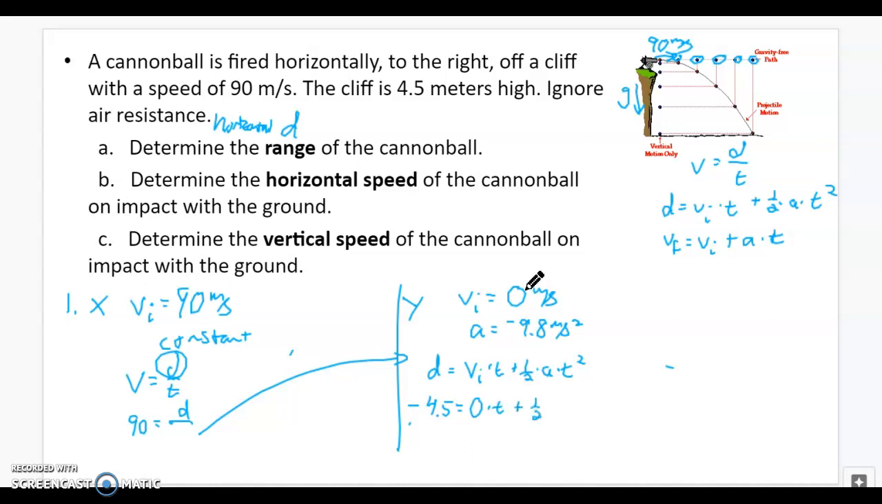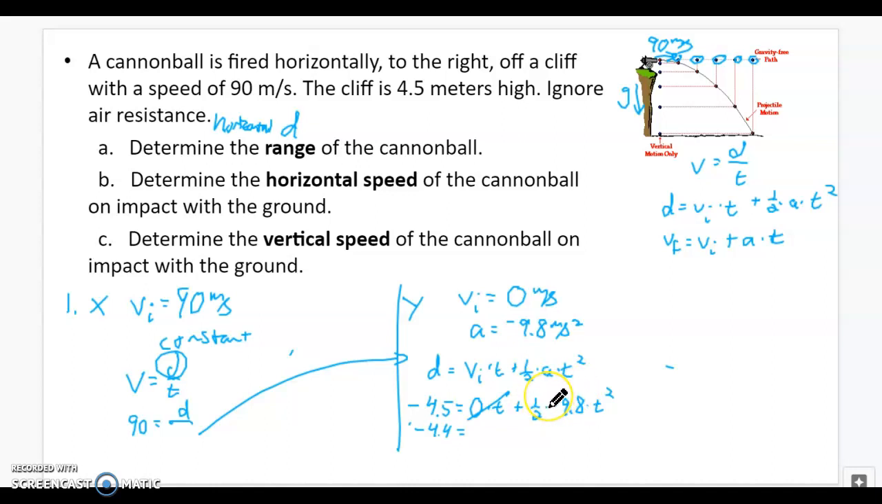Plus 1/2 times the acceleration times the time. But don't forget the squared. Don't forget the squared. The acceleration is negative 9.8 because we listed it out that way. And now I'm going to simplify things to solve for that time. I can cross out the 0 times t. This side remains negative 4.5. And then I have 1/2 times negative 9.8.